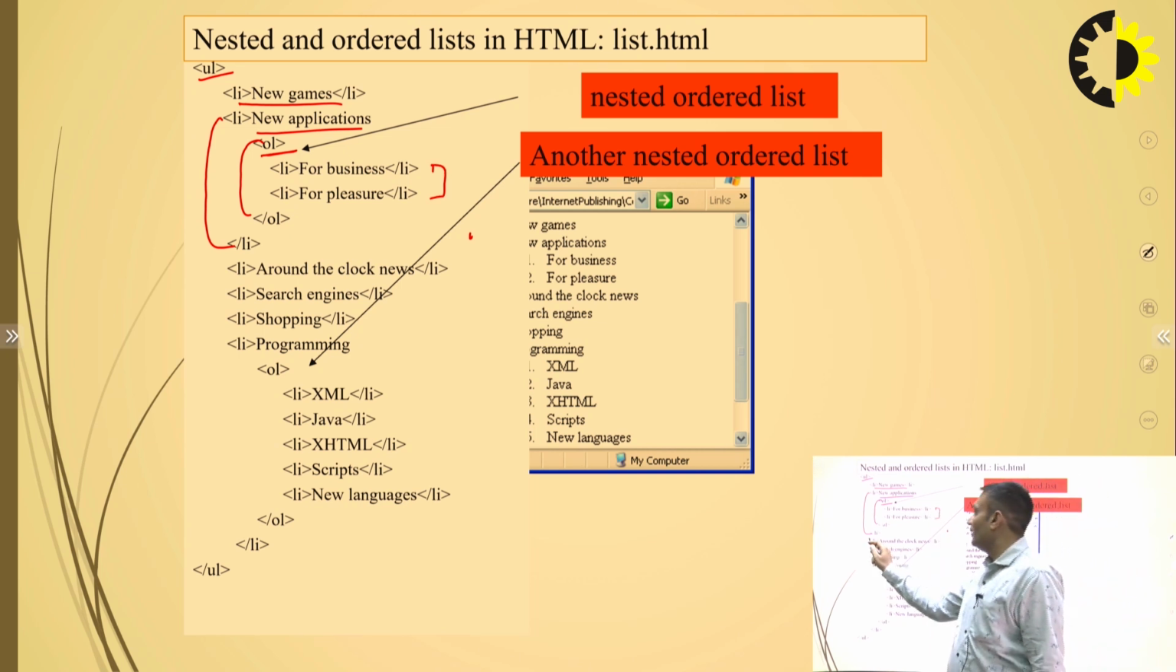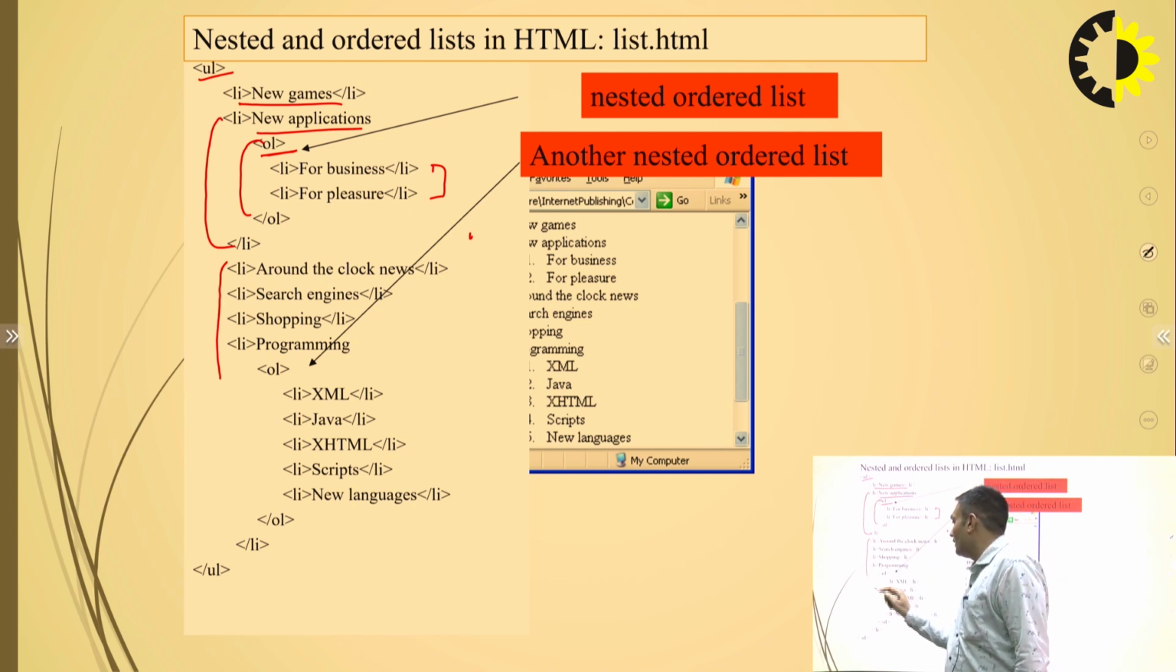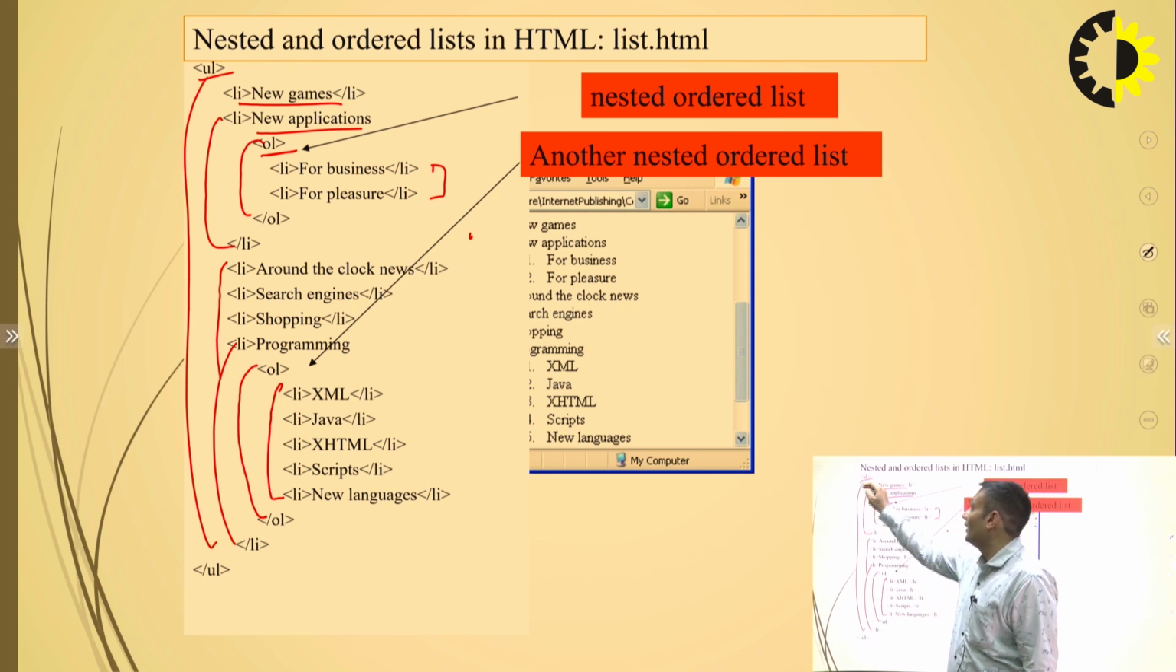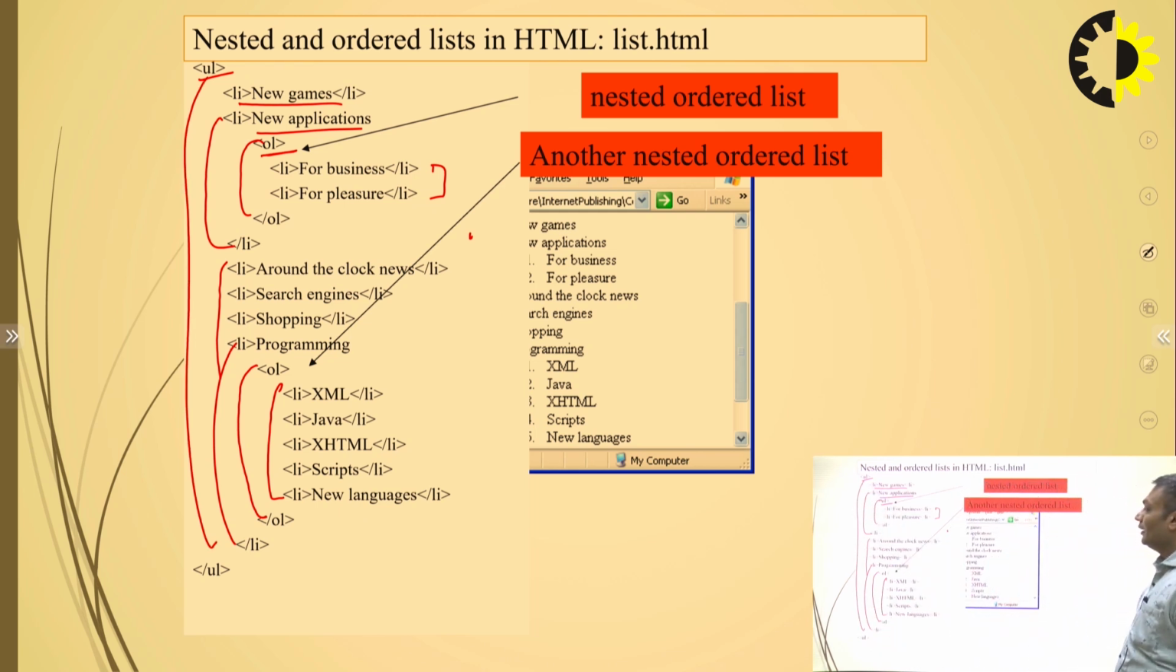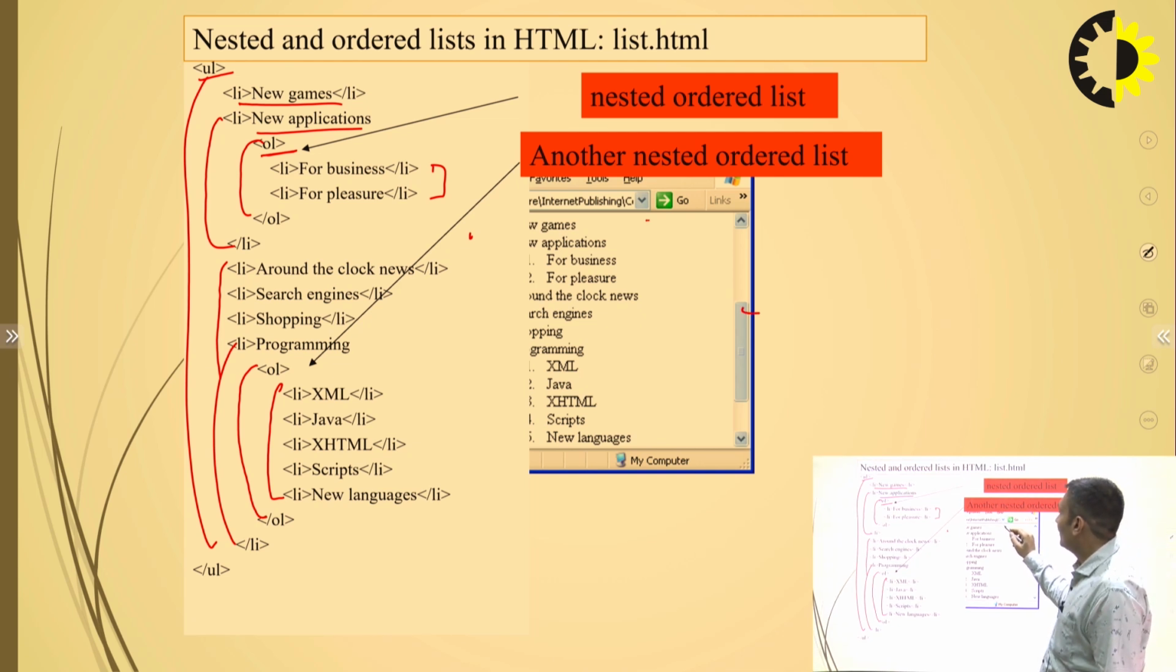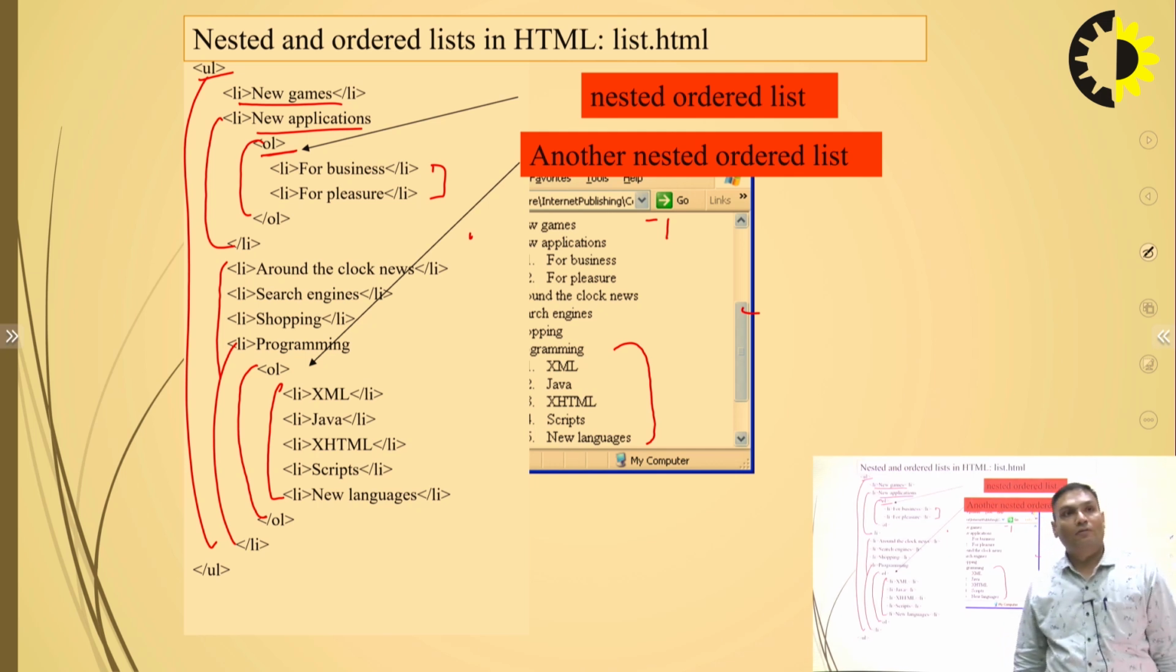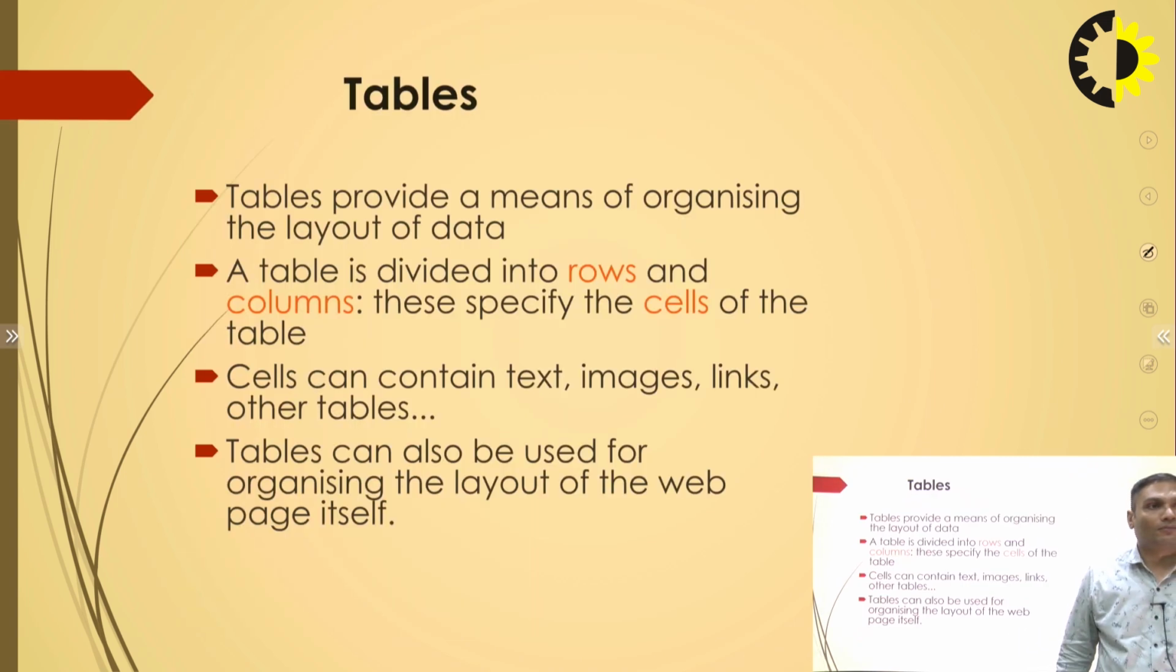Now another list item is in parallel, and then in this programming part there are another 5 list items that are part of an ordered list, and this ordered list is closed here, this list item is closed here, and this unordered list is closed here. So in this example you can see that all the items are displayed here, and all the items in sequence are displayed here. So we can do the nesting, and we can make a pair of ordered or unordered lists.